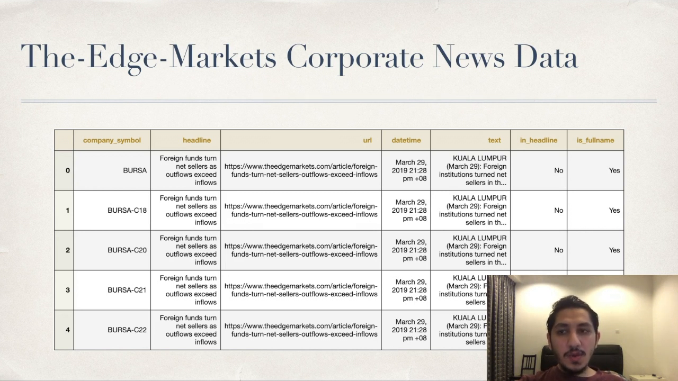After that, we interpreted the Edge Markets corporate news data. These news data were crawled from the corporate section of the Edge Markets website. So each row specifies the company symbol, the headline of the news article, the URL, the date and time of the article, and the text or body of the article.